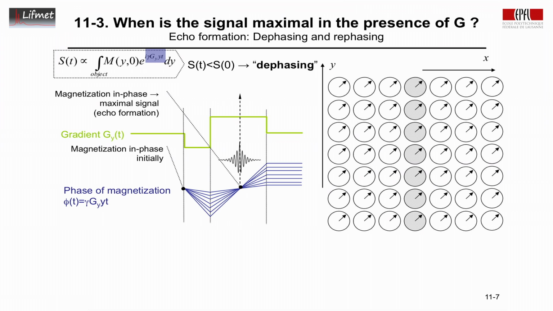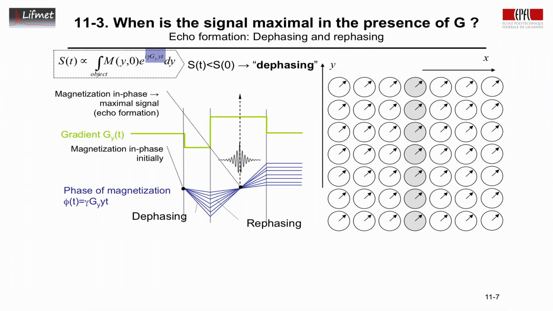So if we look at the phases, we have dephasing. Dephasing means that the magnetization vectors spread out in the transverse plane. They no longer add collinearly, so signal decreases. And then when they all come together again, we call this phase of the evolution rephasing.